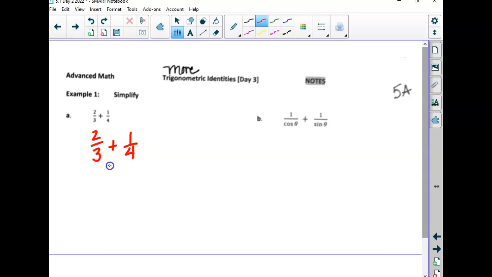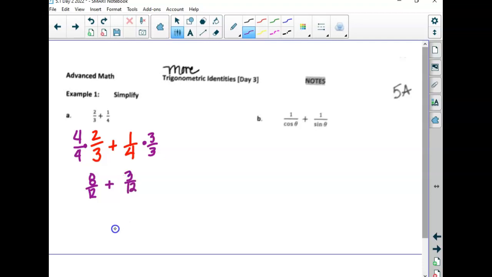5th grade math, guys. What did you have to do to add fractions? Get a common denominator, okay? So what is the common denominator for 3 and 4? 12. So this needs to multiply by a 4, which means we multiply top and bottom by a 4 so that it's equivalent to what it was, and it becomes 8/12. What do we got to multiply by here? 3/3, and it becomes 3/12.